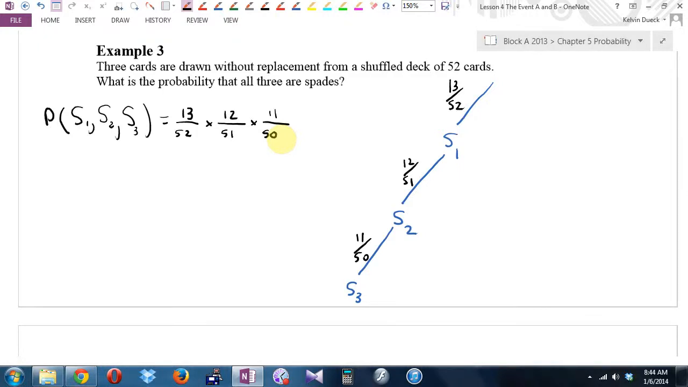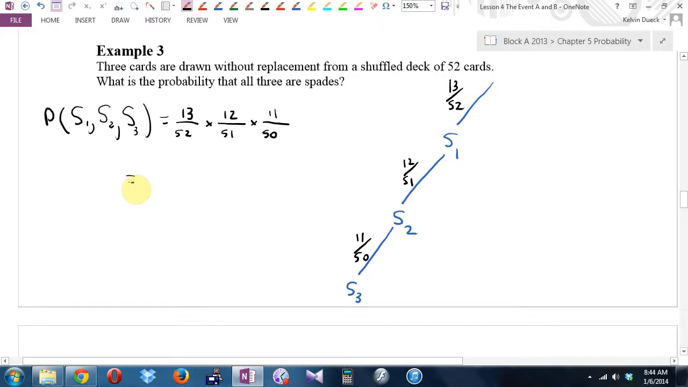And you may notice, Jordan, that the bottom is going 52, 51, 50. There is a way to write that with factorial notation. We'll look at that in a couple of days as well. Meanwhile, let's get an answer. To multiply fractions, that's the easiest. It's top times top times top over bottom times bottom times bottom. So get your calculators out.